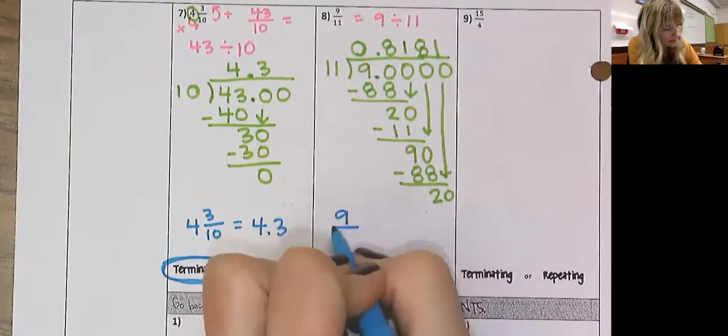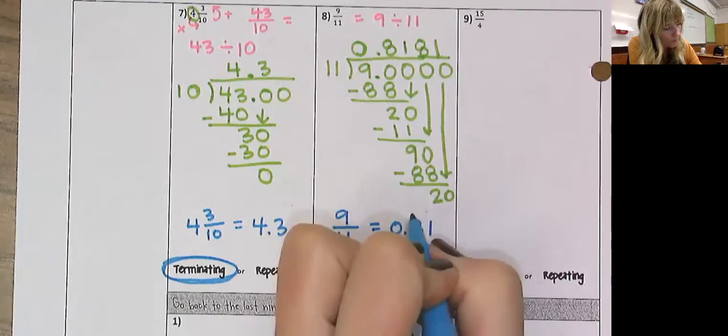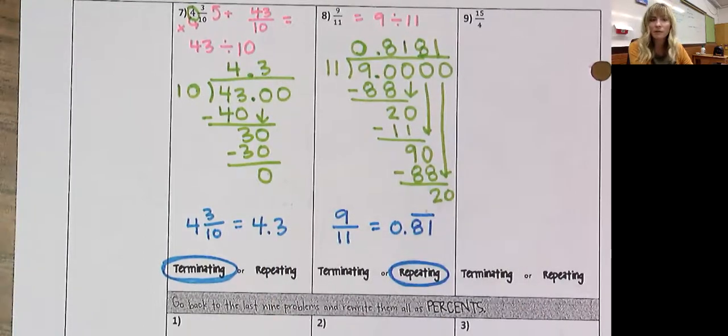So 9/11 is equivalent to 0.81 repeating. So I put the bar over the 8 and the 1. If you were typing that into Canvas, remember you'd put the brackets around both the 8 and the 1.